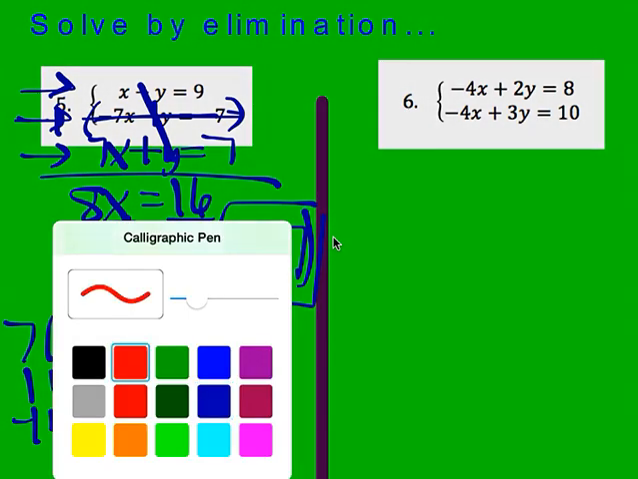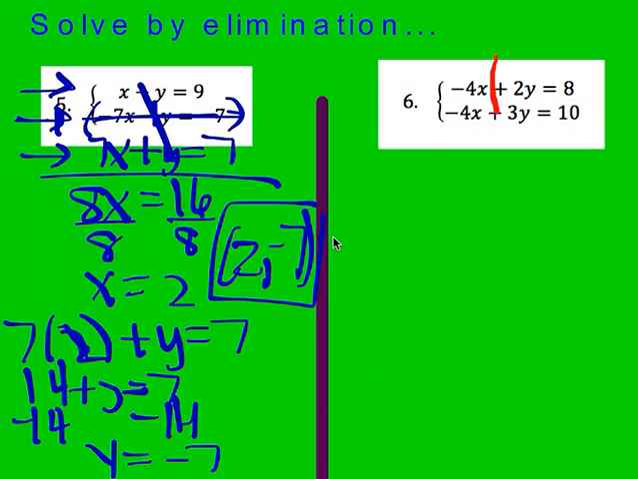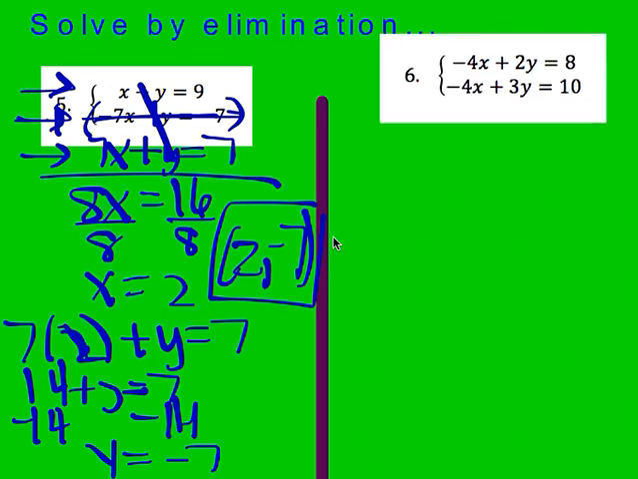Let's take a look at number 6. Same thing. On number 6, I don't have those opposites, okay? But I do notice that on my x's, I have the same number. So what I'm going to do again is just multiply one of them by a negative 1. So that's going to change the sign of everything in the equation, even what's on the other side of that equal sign. So that's going to become a negative 10. So now I can ignore this version and go ahead and add down the columns.